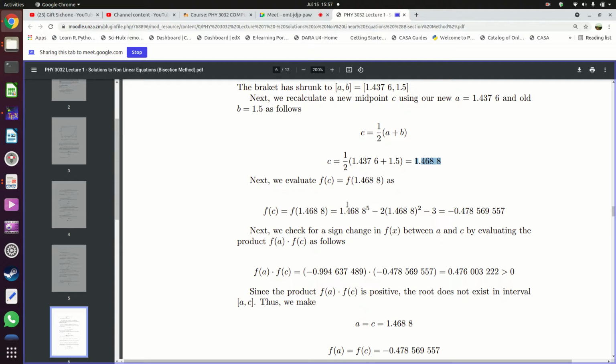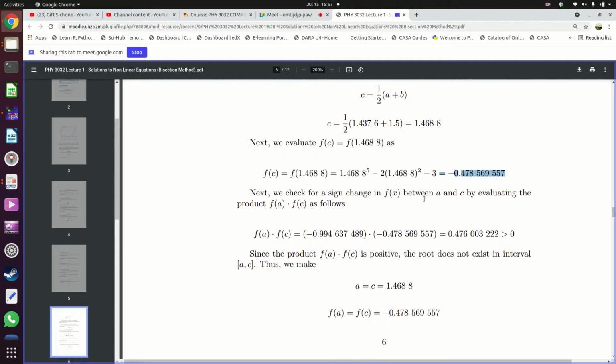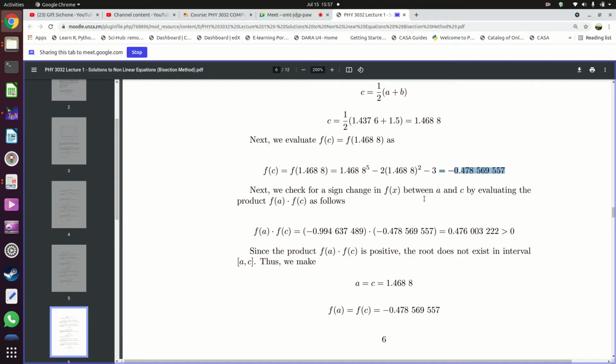Next, we want to find the value of the function at the midpoint, f of c. So f of 1.4688. That's going to be 1.4688 to the power 5 minus 2 times 1.4688 to the power 2 minus 3. This is going to give us minus 0.478569577. This is a negative value at the midpoint. So our function f of x has a negative value at the midpoint.